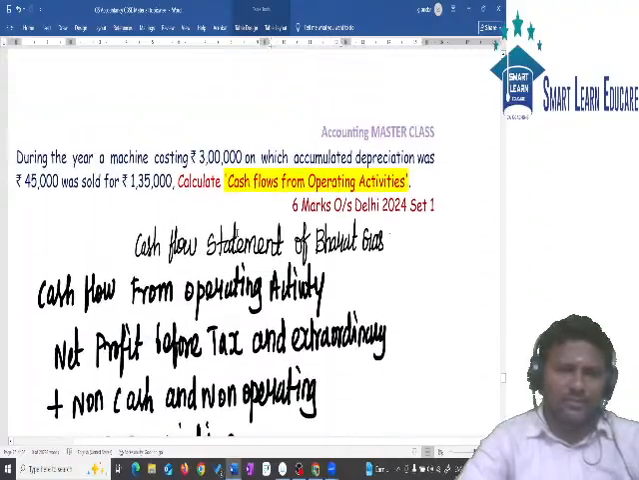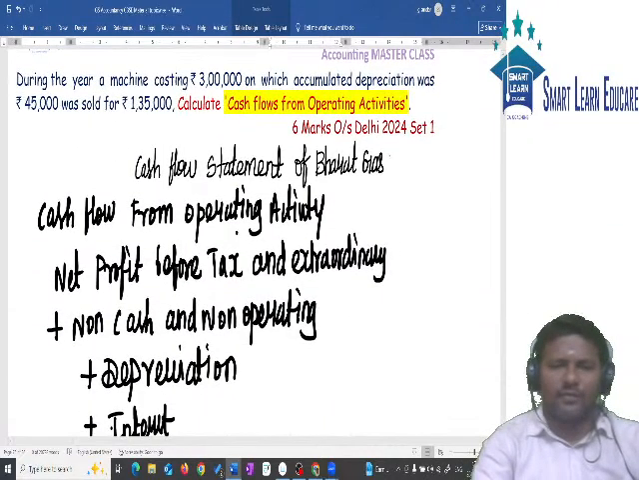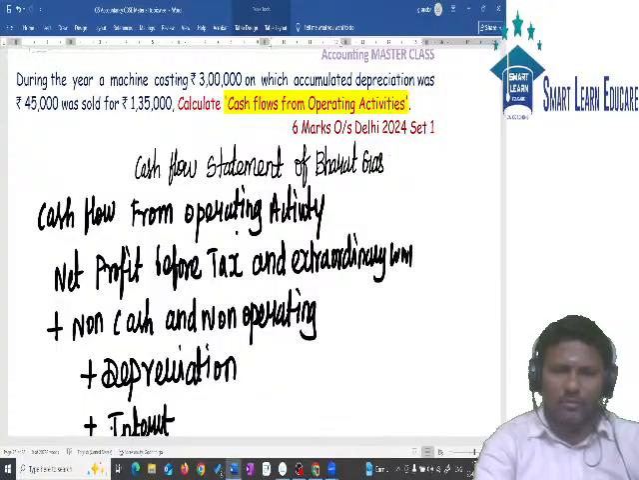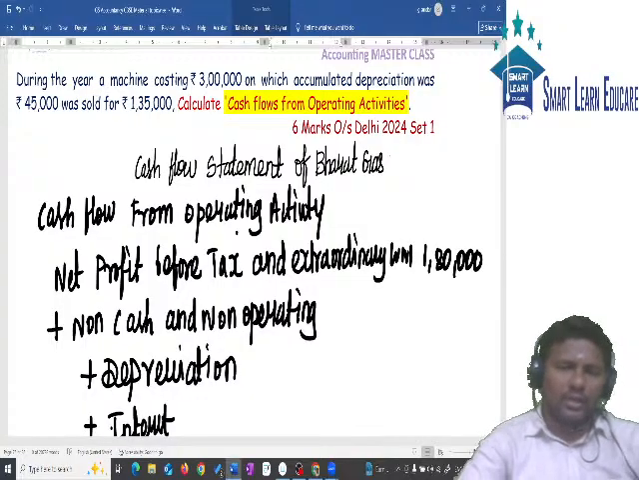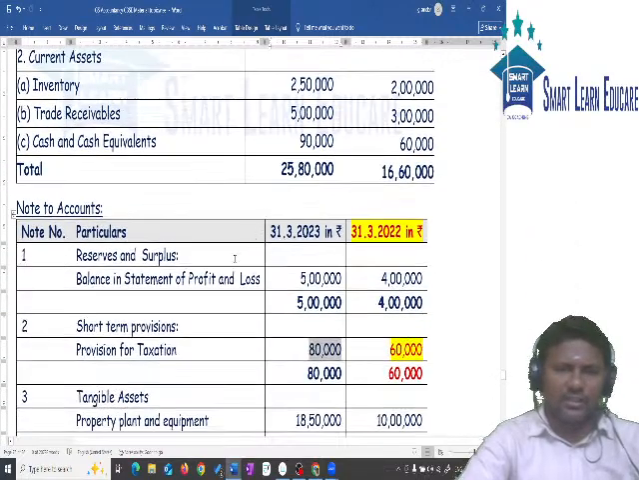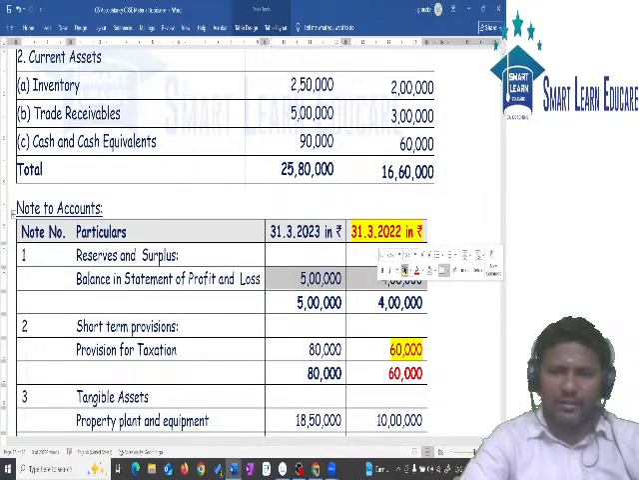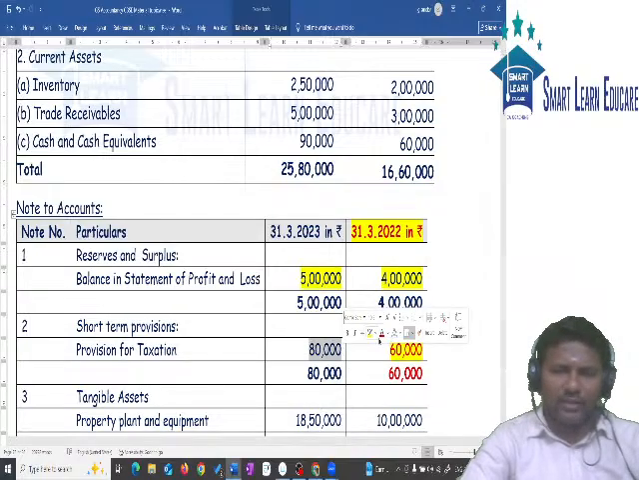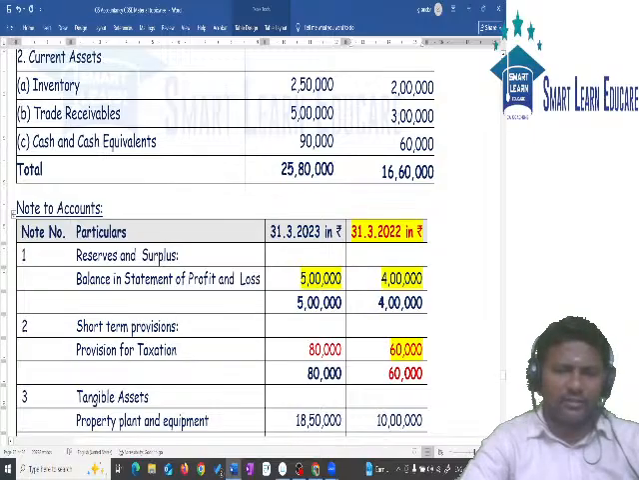This is your first part. Net profit before tax, working note number 1, it is 1,80,000. Okay, so with this we completed the very first thing, the statement of P&L. Whatever we completed, I am going to highlight. Provision for tax 80,000 we have done. Still we have not done 60,000.